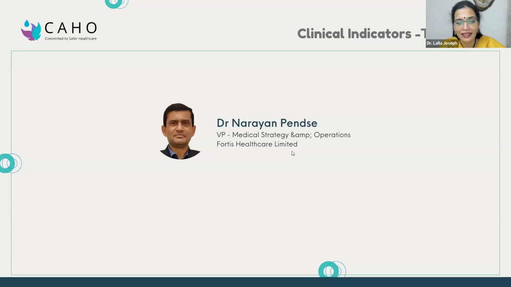So let me first take the time to introduce Dr. Narayan Pendse, though sir needs no introduction. He's a great partner of CAHO, committed to the mission of sharing best practices, quality, patient safety, and accreditation, a champion to the cause. He's the VP Medical Strategy and Operations at Fortis Healthcare Limited. He's an expert in this field. I've seen personally the indicators they capture at Fortis. So we thought it's very important that we listen to him. He's going to be spending quite a lot of time with us on explaining the first set of 5 indicators. Over to you, Narayan, sir.